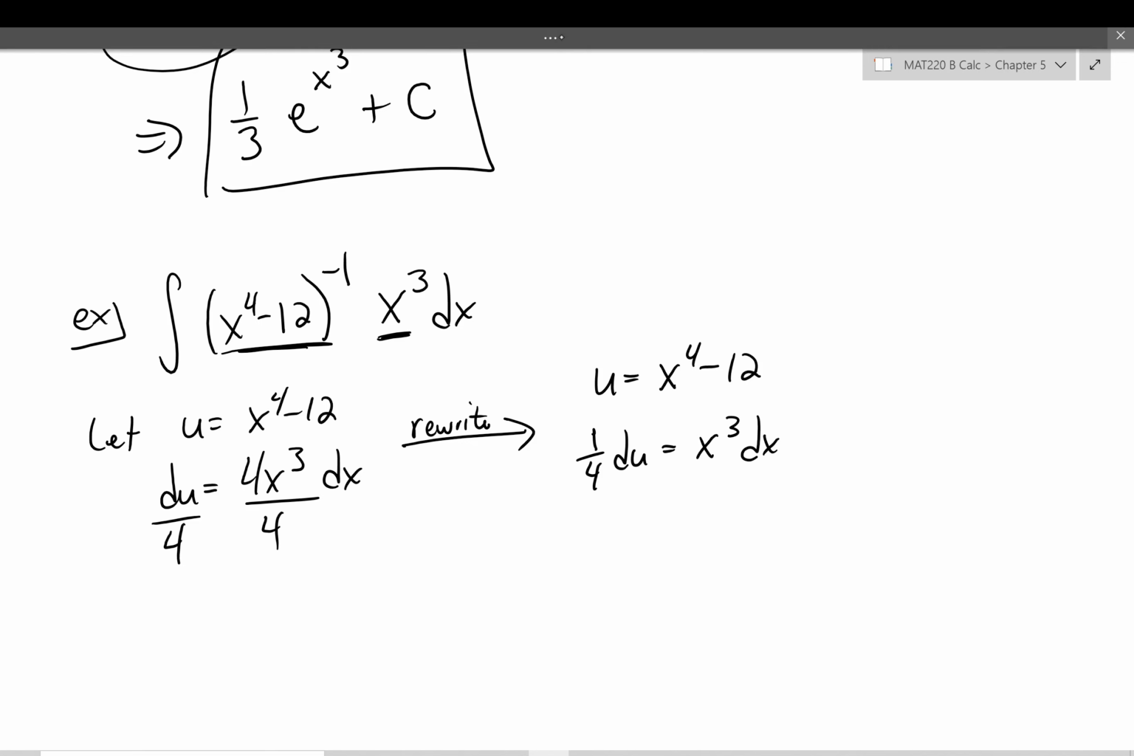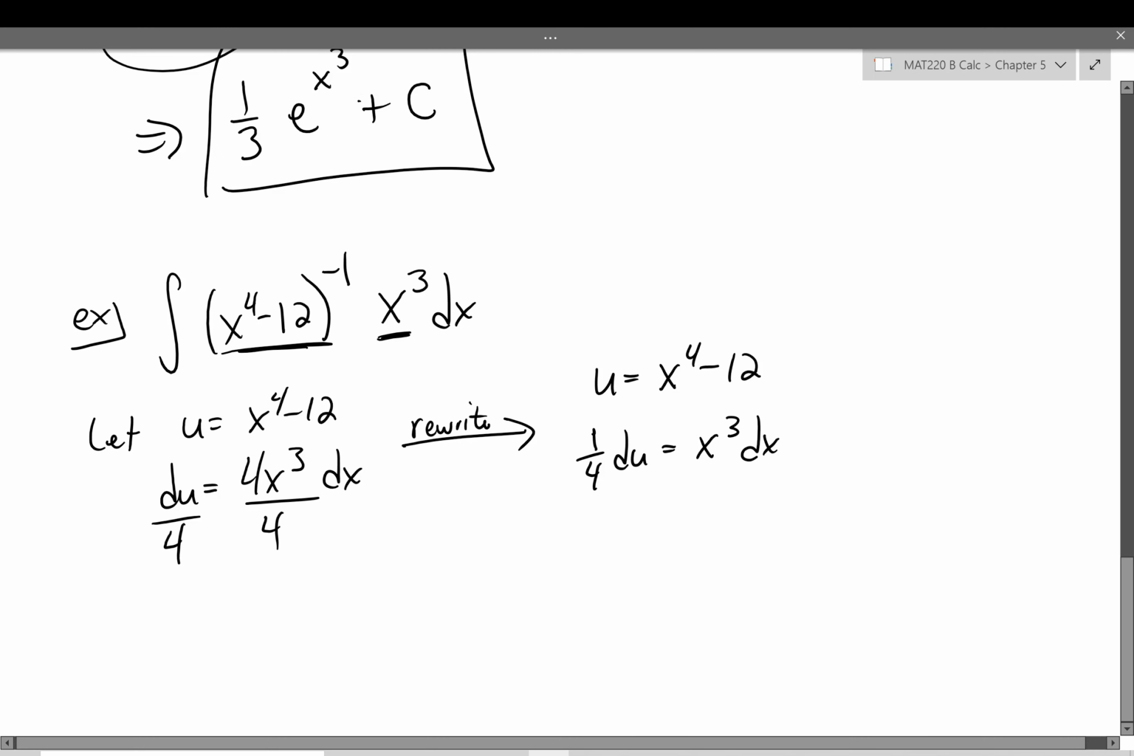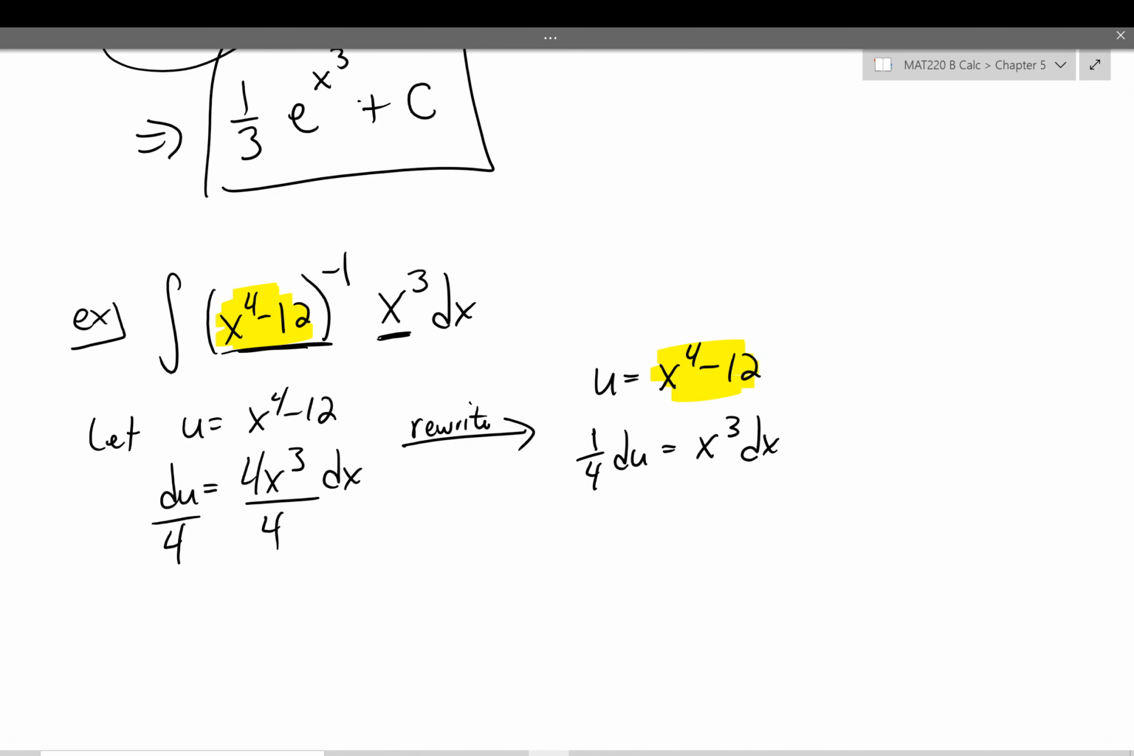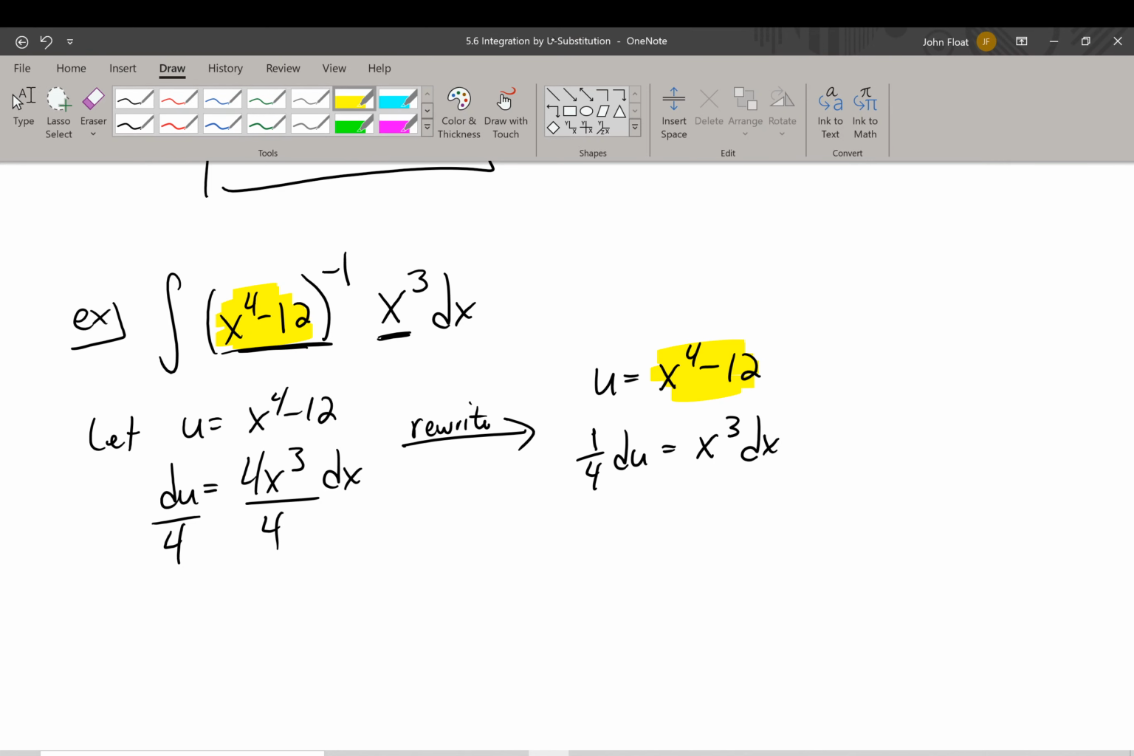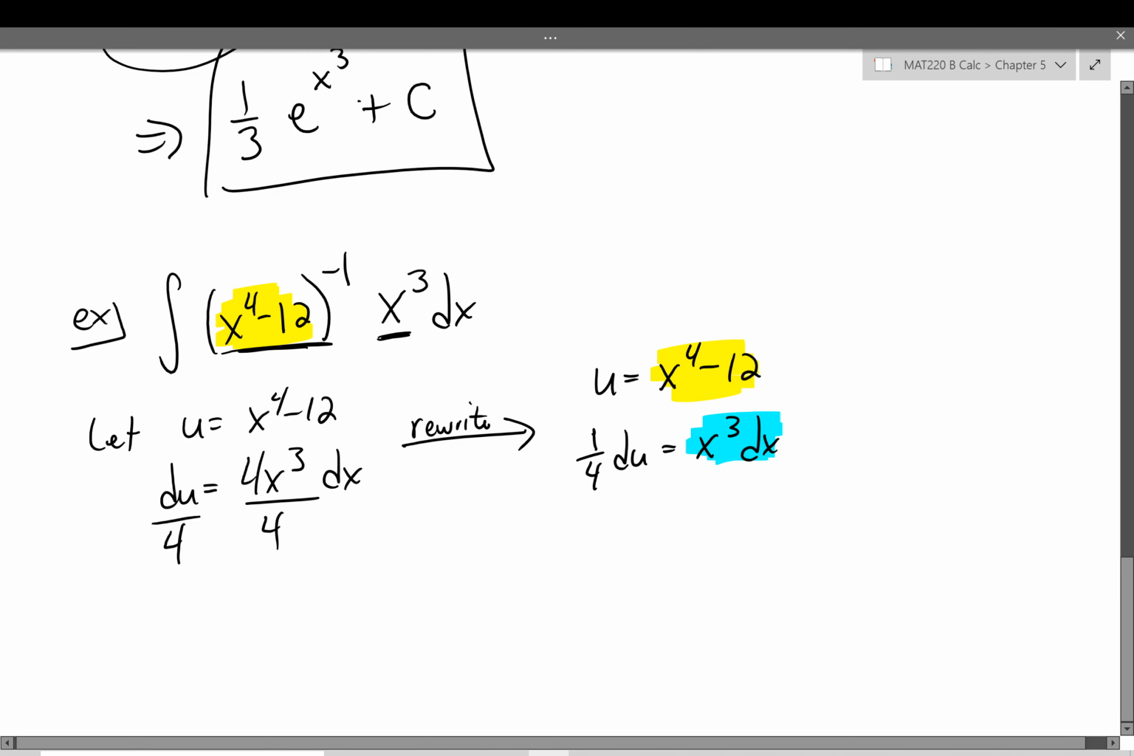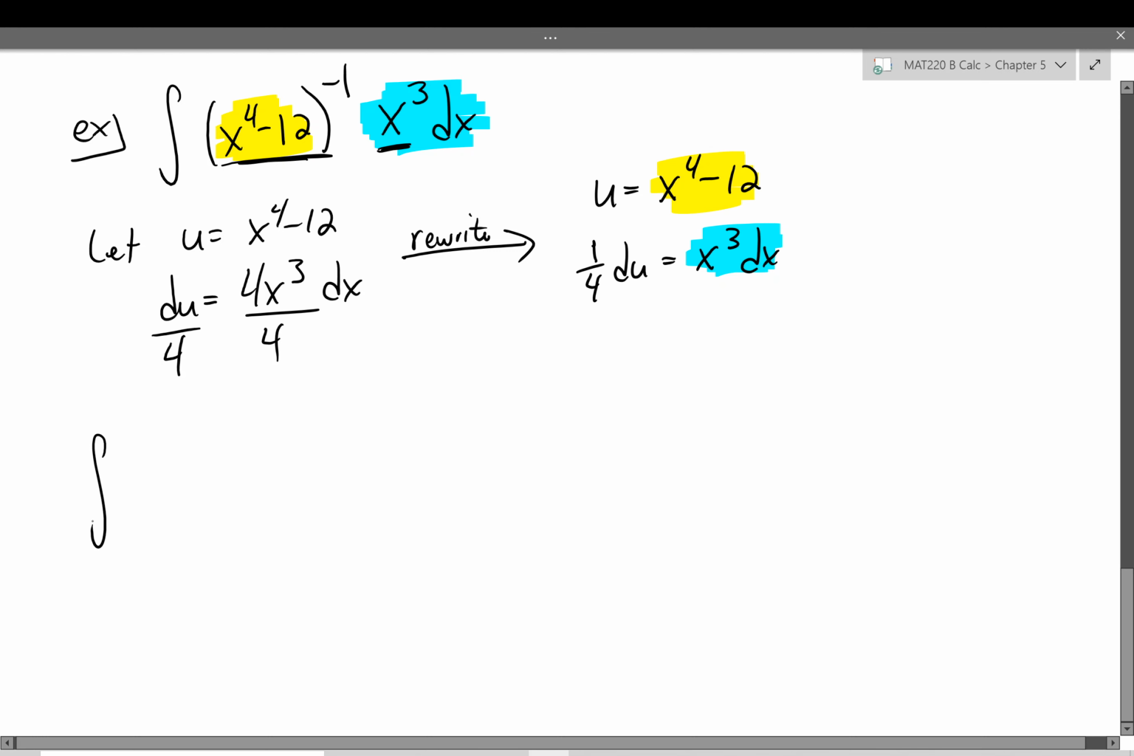Now, let's match everything up so we know we're allowed to use u-substitution. So there's x to the fourth minus 12, and there's x to the fourth minus 12, which is the inside function only. You don't worry about the negative 1, because that would be the outside function if we were to apply the chain rule. Now, x cubed dx, x cubed dx. So because everything matches up, I'm going to rewrite this as the integral of u to the negative 1 times 1/4 du. All right? Now, I'm going to take the 1/4 out front.